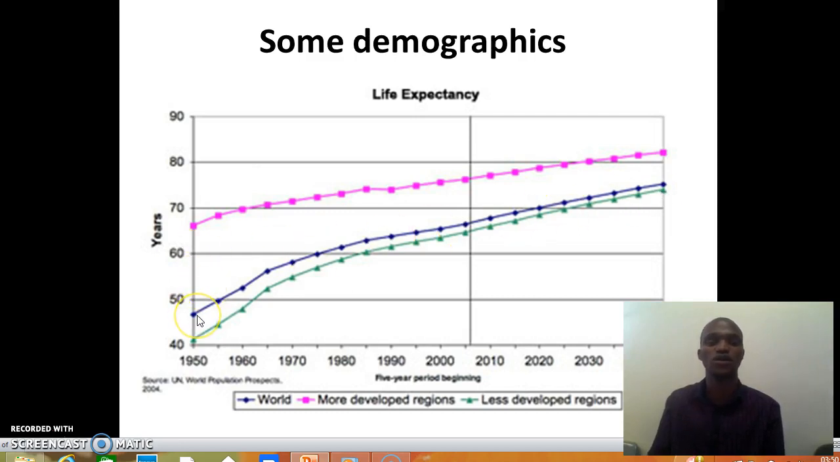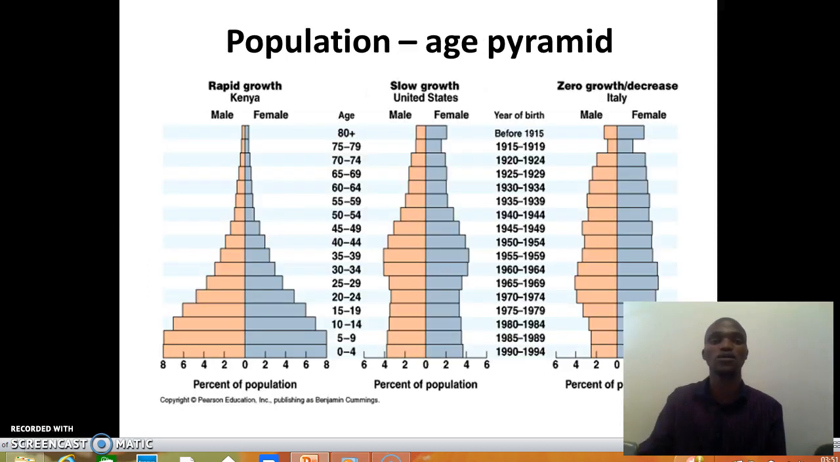And on the world, the life expectancy is from 45 up to 75. So in all of them, in the less developed, in the world, and also in the more developed region, the life expectancy is actually going up.